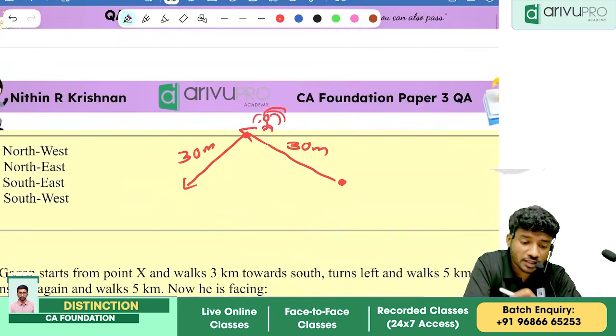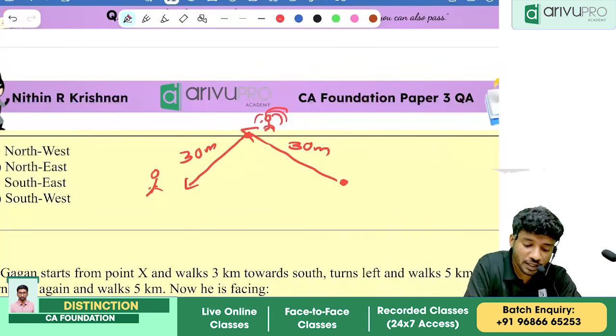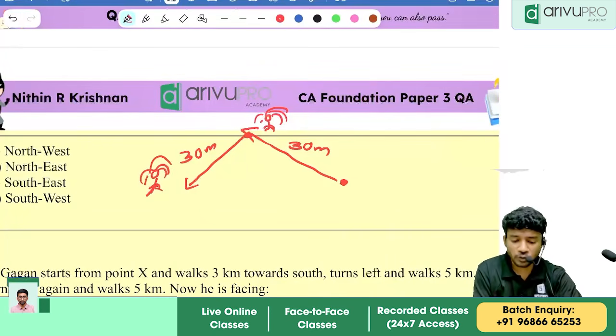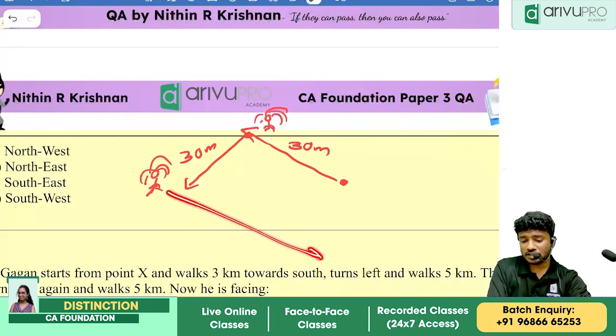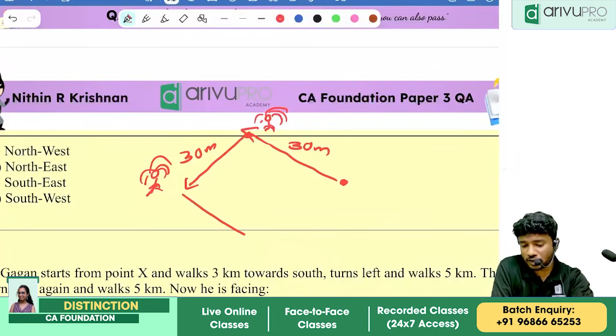Now where is our Sangeeta? Sangeeta is over here. Correct? Yes. Now Sangeeta should go in which direction? Southeast. Southeast is which direction? This direction. So she will go this way. How many meters? 30 meters.